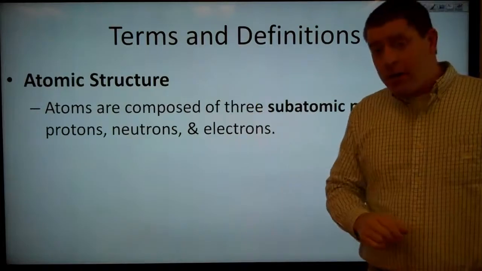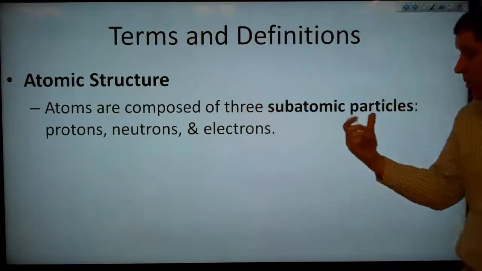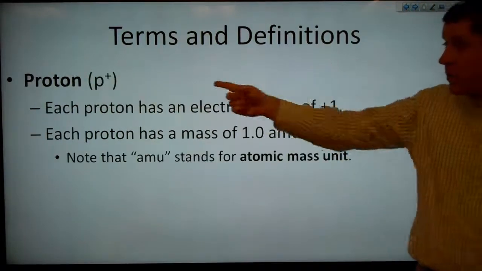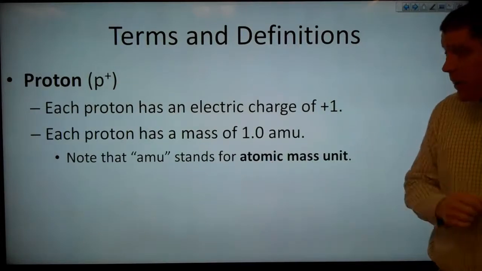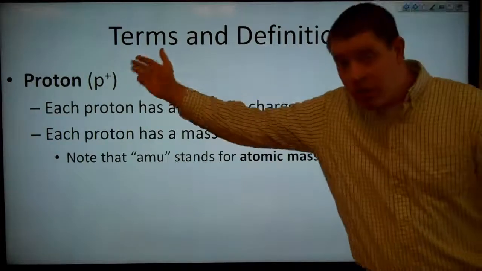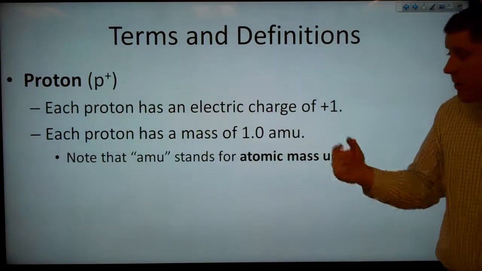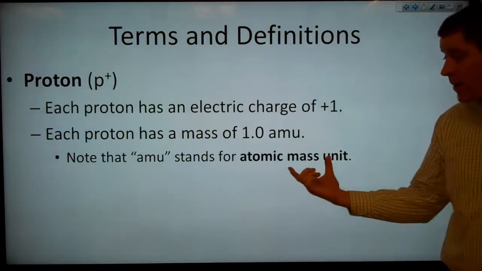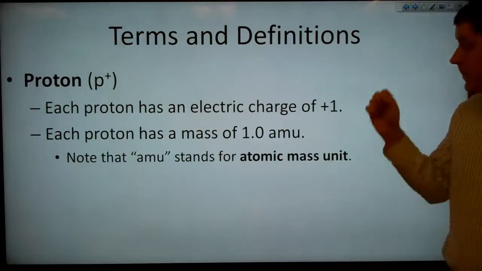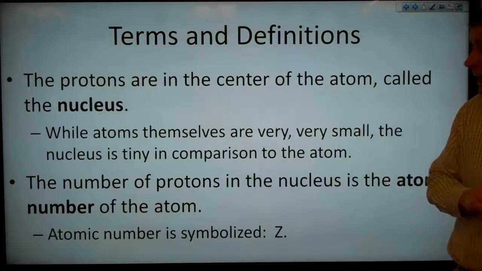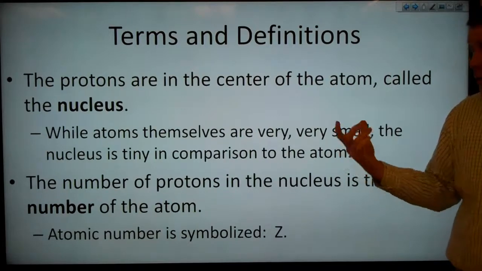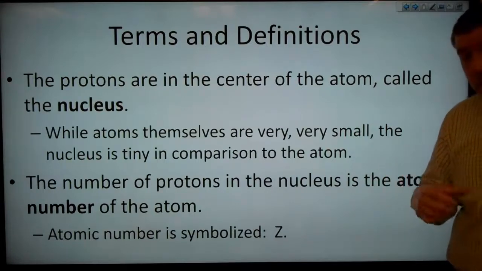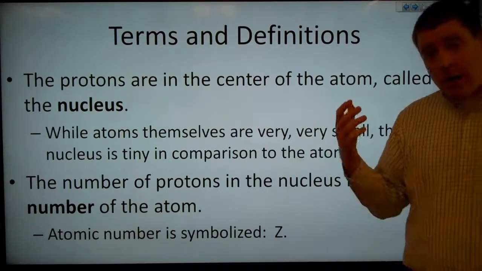All right, now let's talk about atomic structure. Atoms are composed of 3 subatomic particles: protons, neutrons, and electrons. The proton, which we symbolize with a P+, has an electric charge of +1, hence the plus sign on there. Each proton has a mass of roughly 1.0 AMU, where AMU stands for atomic mass unit. The protons are in the center of the atom, called the nucleus. While the atoms themselves are very, very small, the nucleus is very tiny in comparison even to the atom. So atoms are really, really small.